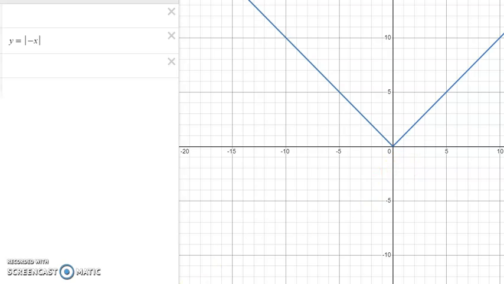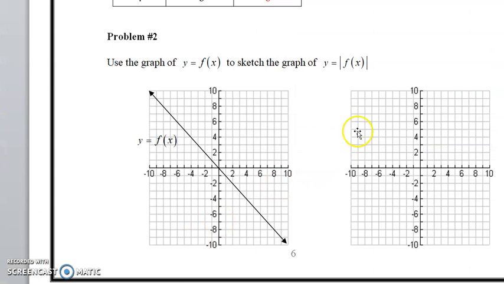So basically it's symmetrical, right? It's going to be symmetrical about the x-axis. So it flips up, if you wish. Okay? So we'll take a picture of that graph for you.